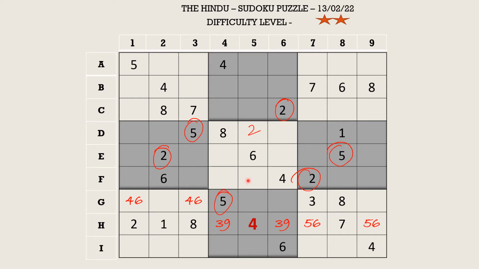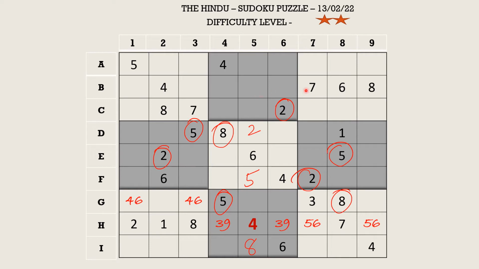So F5 takes 5. There is an 8 in column 4 which blocks this column, and there is an 8 in G row which blocks these two cells. So I5 takes 8.